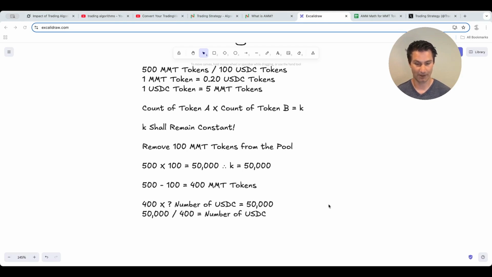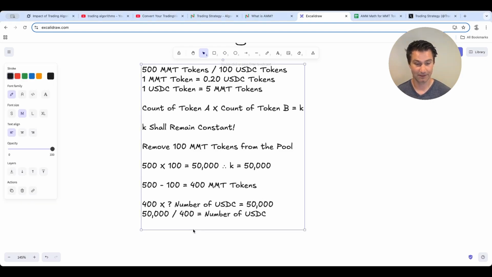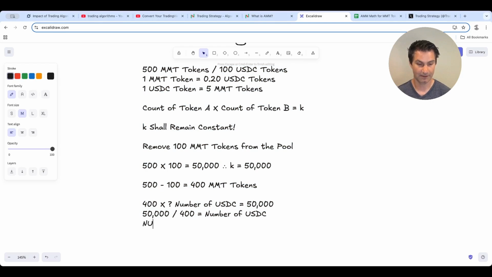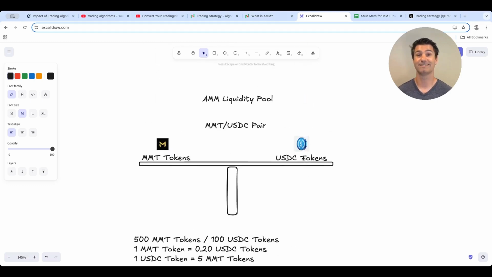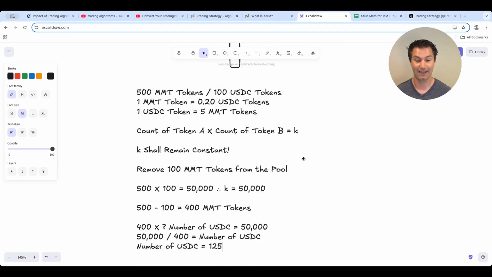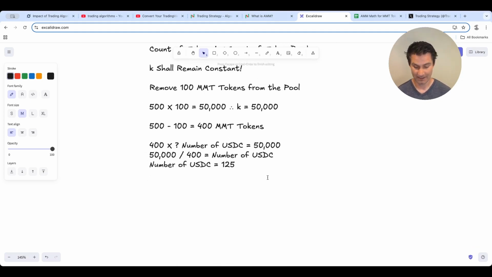So we know now that 125 tokens need to be the number of USDC. USDC equals 125. So we know that we need 125 USDC tokens on this side of the lever if we're only going to have 400 on that side in order for K to remain 50,000. And so therefore, if I'm going to remove those 100, I need to add 25. So I need to add 25 USDC tokens to remove 100.